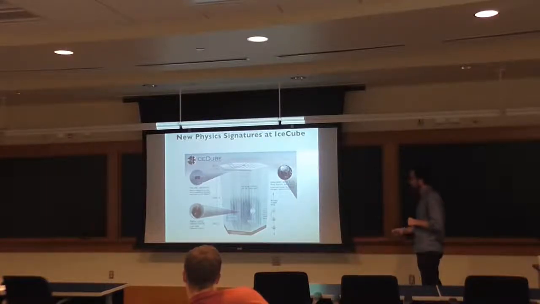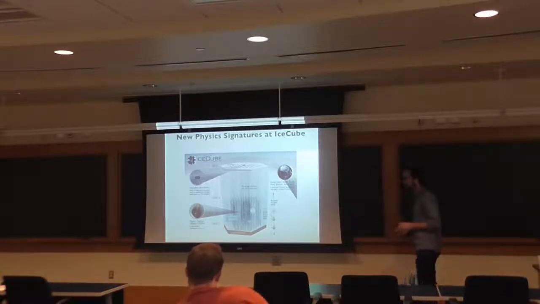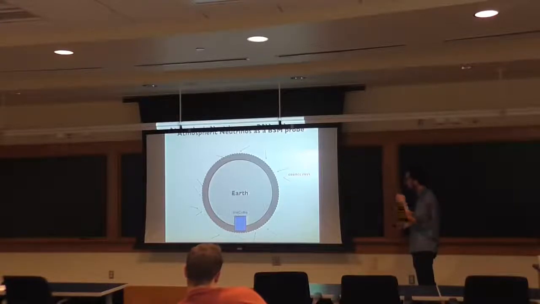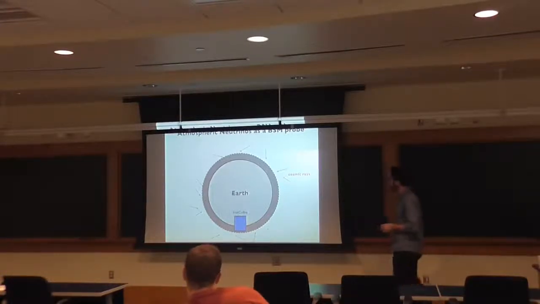And so IceCube, in addition to looking for atmospheric neutrinos, also has found an unknown source of astrophysical neutrinos all the way up to PeV energies. And they're doing a lot of exciting things. The thing I'm going to talk about has to do with using the atmospheric neutrinos as a PSM probe.